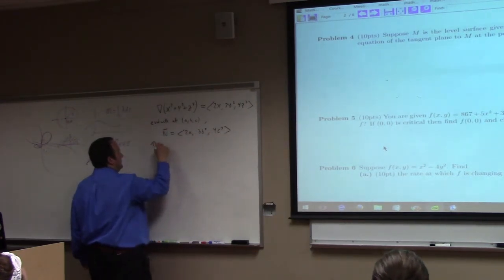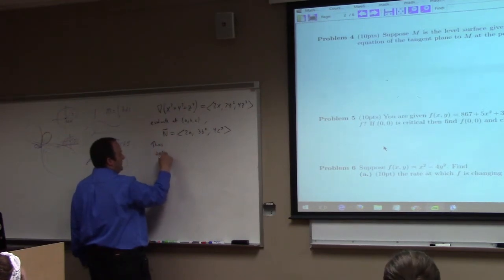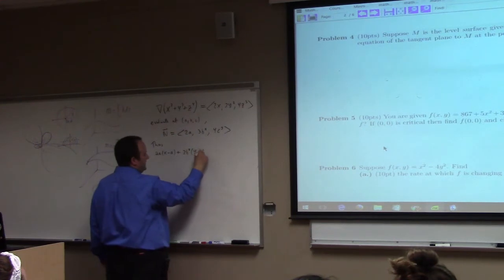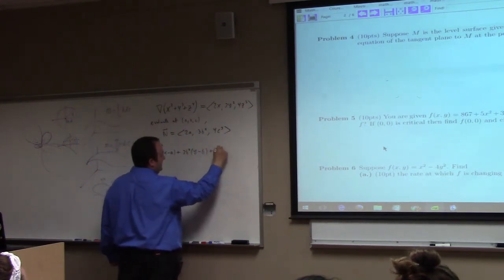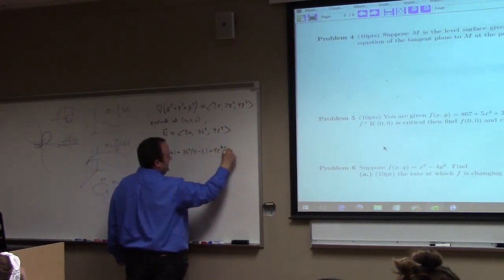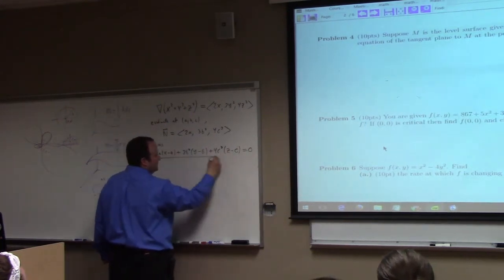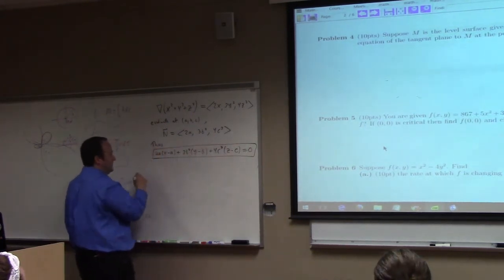Thus, 2a times x minus a plus 3b squared times y minus b plus 4c cubed times z minus c equals 0. There you go. That's the equation of the tangent plane to that surface at a, b, c.